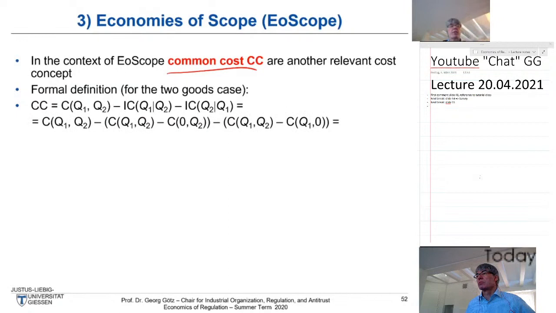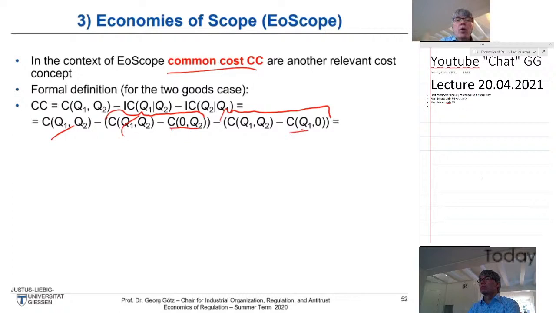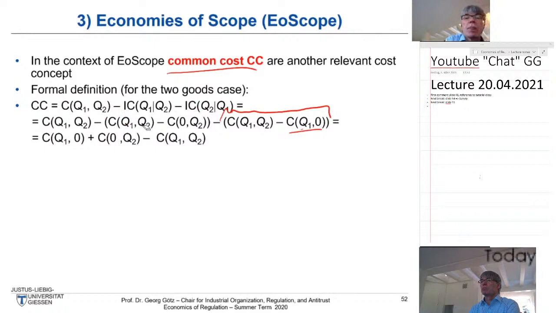So now what I did in the next line is just substituting the definitions of these common costs here. Here you see this is the incremental cost of product one, and this here is the incremental cost of product two. If you simplify that, you see that this is thrown out, and so you get plus C0 of Q1 plus Q2. And what you see here, the common costs are simply the sum of the standalone costs minus the cost if you produce this in one company. Okay, these are the common costs.